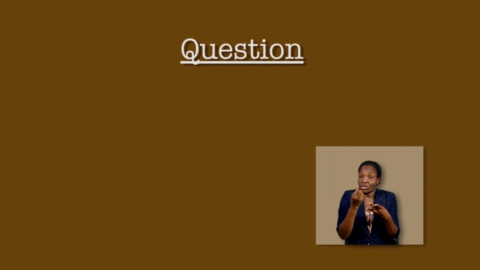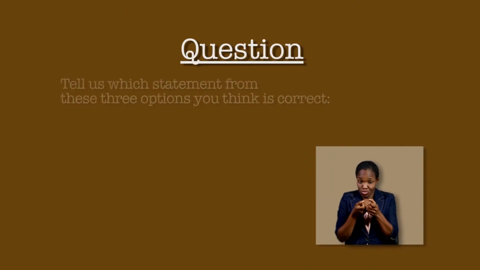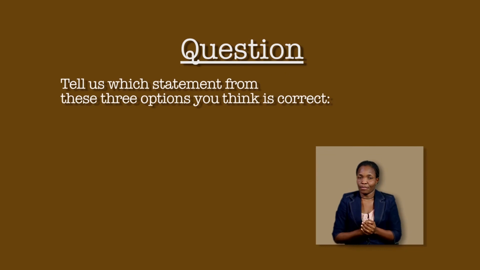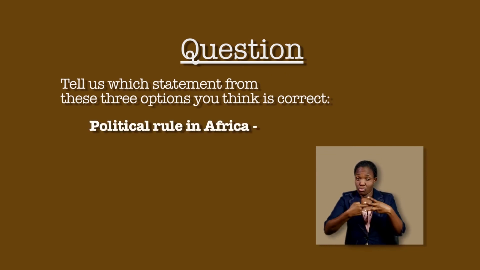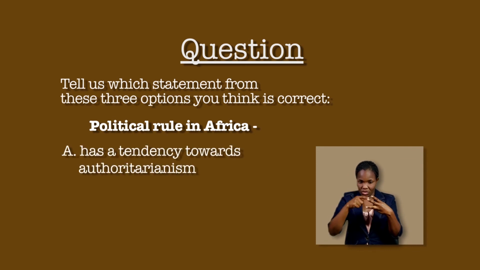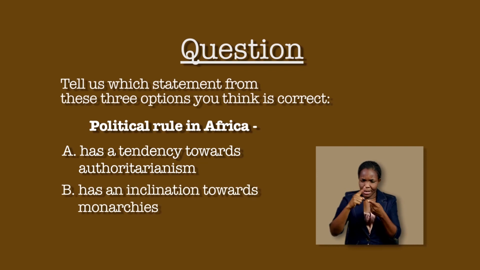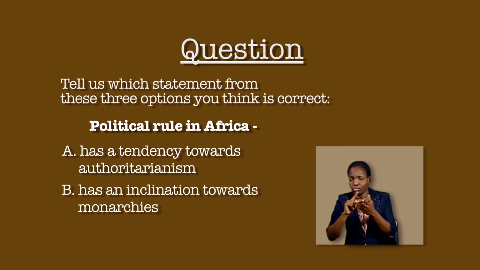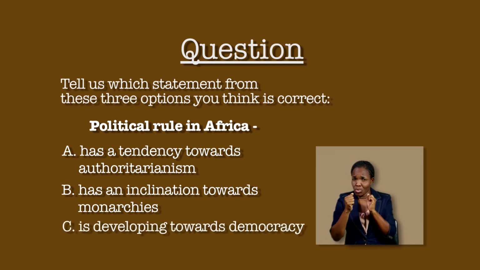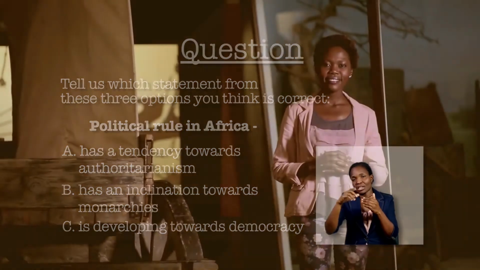And okay, here is the question. Tell us which statement from these three options you think is correct. Political rule in Africa, A, has a tendency towards authoritarianism, B, has an inclination towards monarchies, or C, is developing towards democracy.